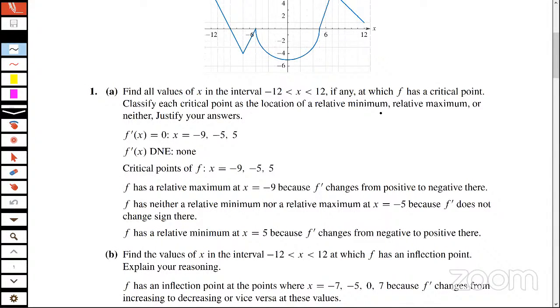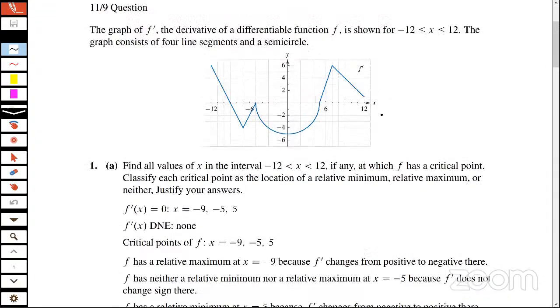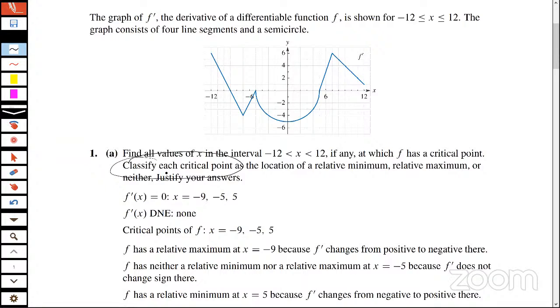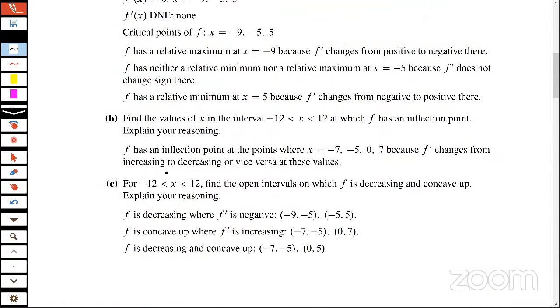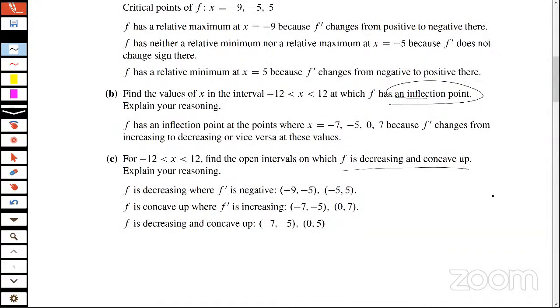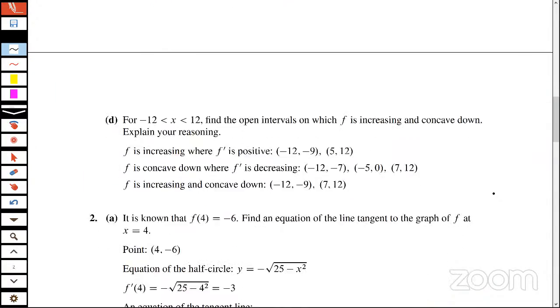On this problem, number 1 is very similar to the example that I just went over, so I'm not going to go through this one in gory detail. Here we're going to classify all the critical points once again, which is similar to something we did a minute ago. In part B, we're going to look for inflection points once again. In part C, we're going to find the intervals where f is decreasing and concave up, and here we're going to look at increasing and concave down.